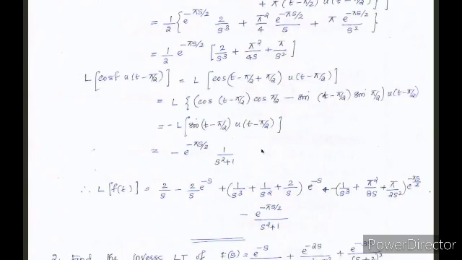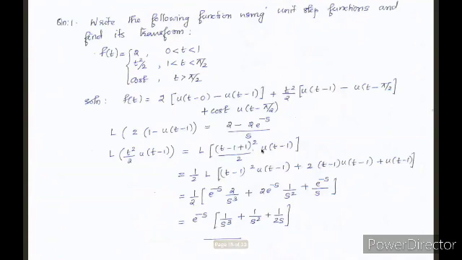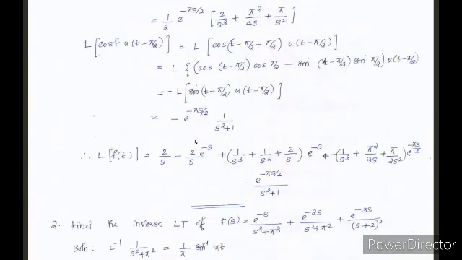So finally, the Laplace transform of f of t equals the Laplace transform of this function, that is 2 minus 2 into e raised to minus s by s, plus the Laplace transform of this function, plus the Laplace transform of this function, and you will get the answer as the first one, the Laplace transform of the first component of f of t, then the second one, then the last one, the Laplace transform of cos t into u of t minus pi by 2. So this is the Laplace transform of f of t.